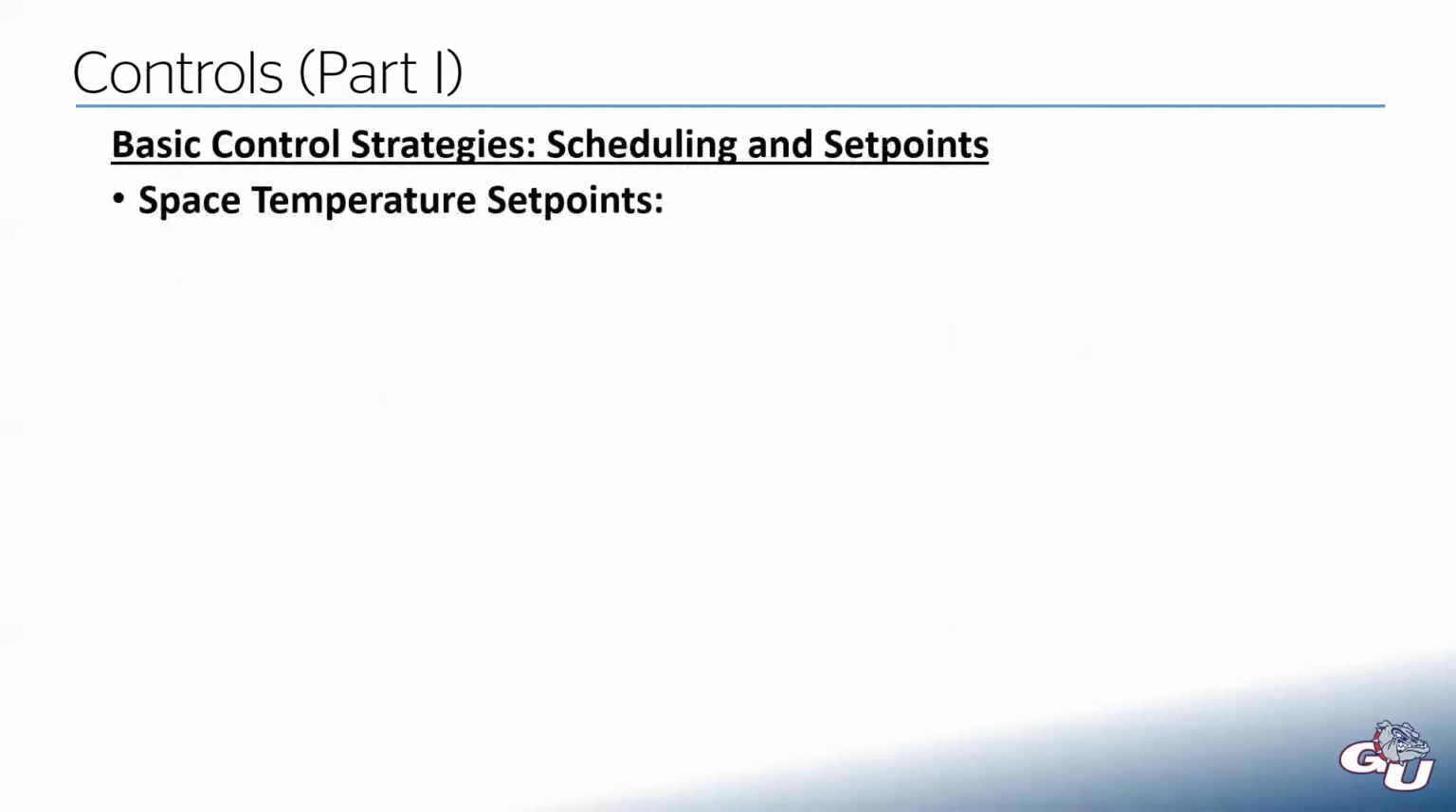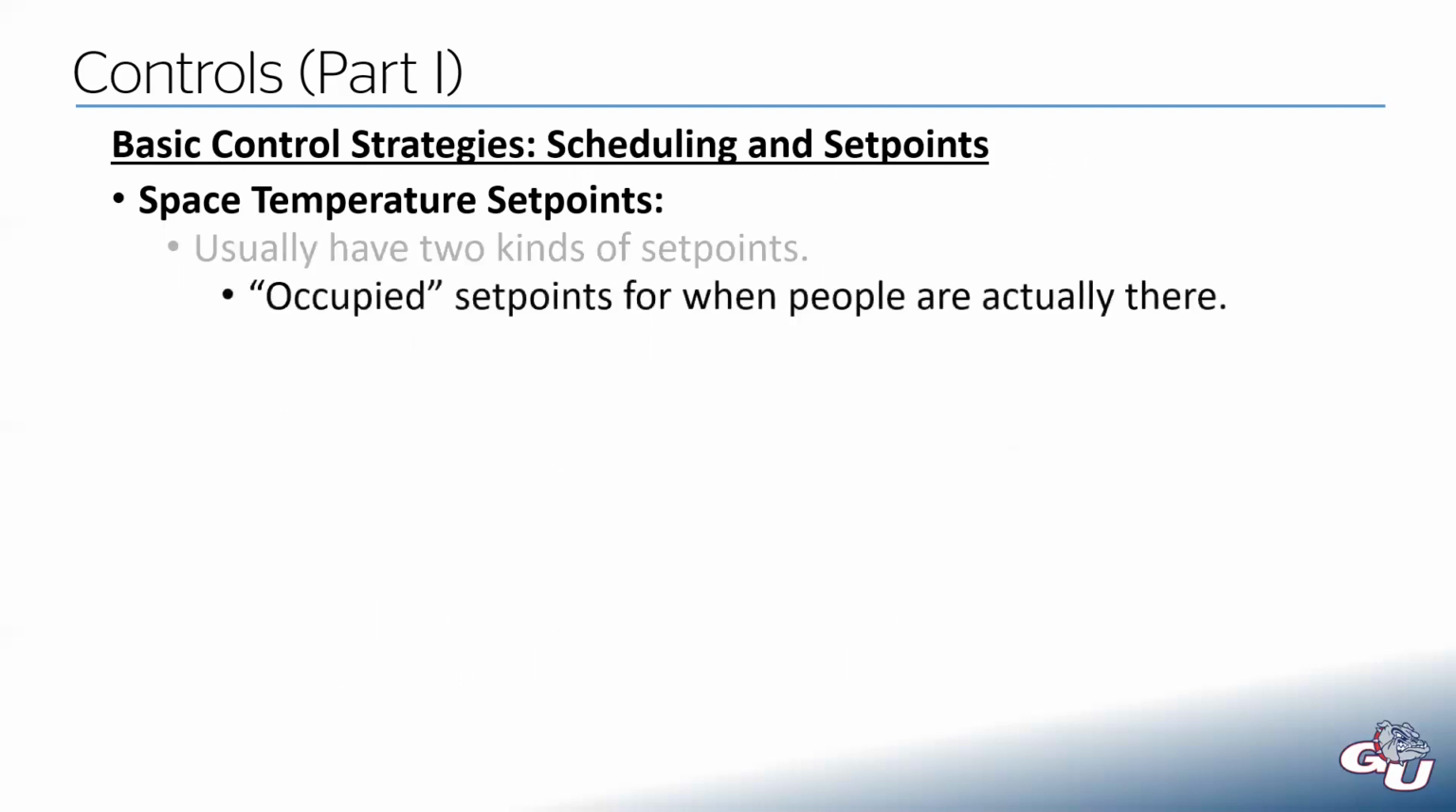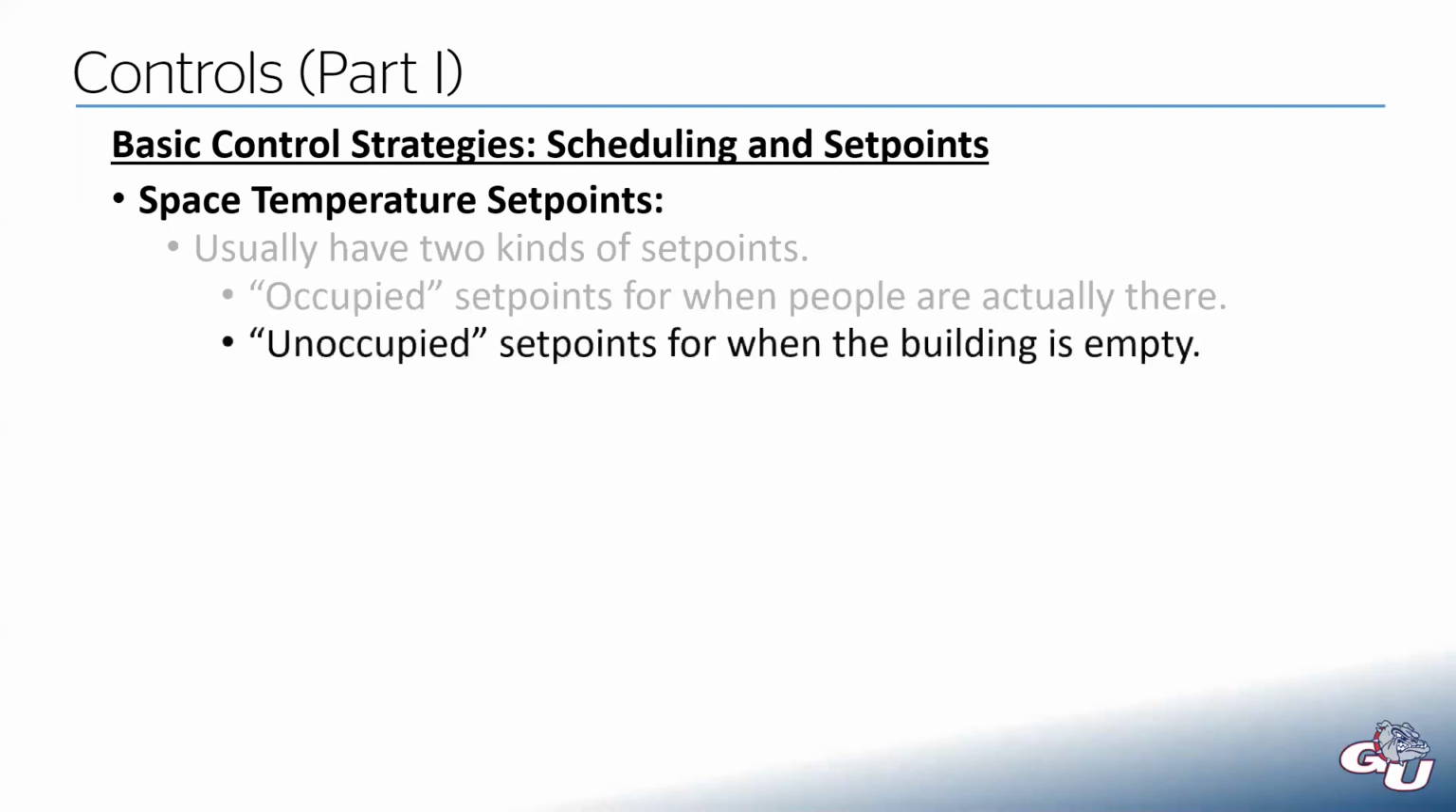So the second strategy, talking about set points. Usually we have two different kinds of set points. We have our occupied set points for when people are actually there, and our unoccupied set points for when the building is completely empty.